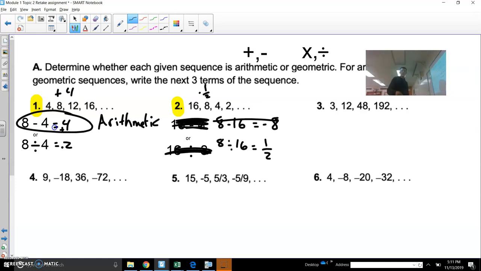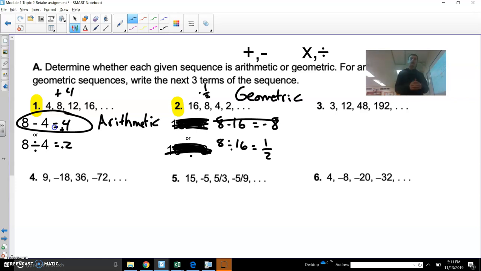16 times a half is 8. Half of 8 is 4. Half of 4 is 2. So this second one we need to call geometric. But again, make sure you're doing the second number minus the first number. You saw that I messed that up for just a moment there.